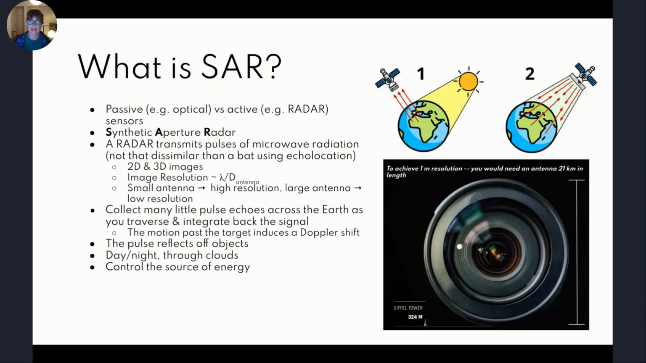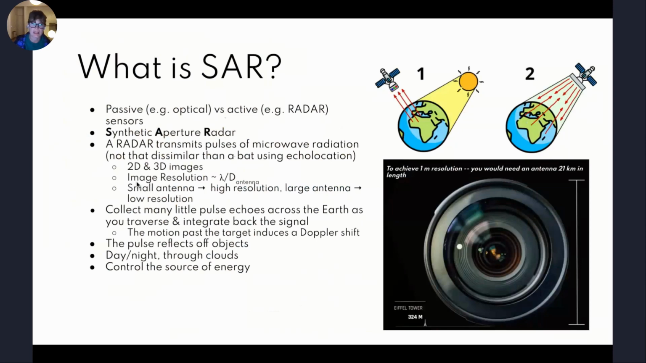But with an active system, the radar actually sends down a signal, a pulse is transmitted, and then it collects back what's scattered. In a way, it's not that dissimilar from how a bat uses echolocation. A bat uses something like ultrasound, but radars are, of course, using these microwave wavelengths. From that backscatter, the signals that you see as a function of location on the Earth, you can build two-dimensional and three-dimensional images.